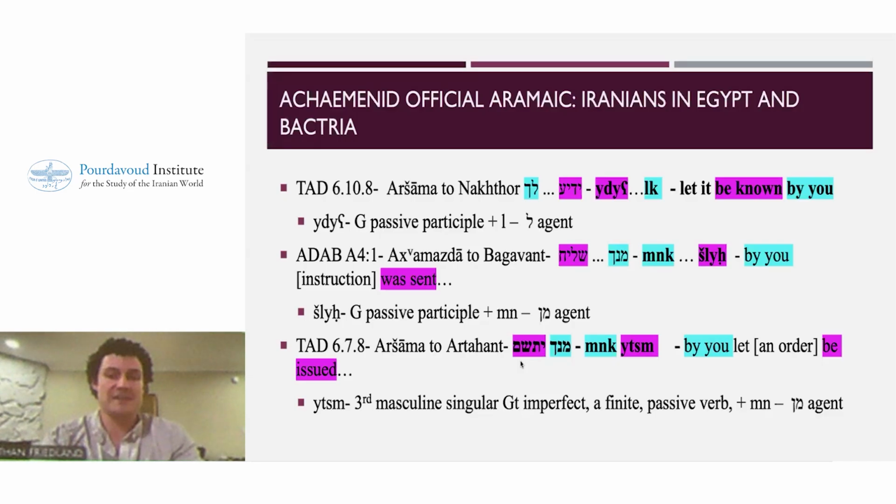Further, we find passages like the third example using a finite verb, here a GT imperfect, and a min or lamed to convey the agential. Our brief look at Old Persian evidence suggests that this is completely regular. It conveys the same sense. By you, an action was done. In other words, you did the action.